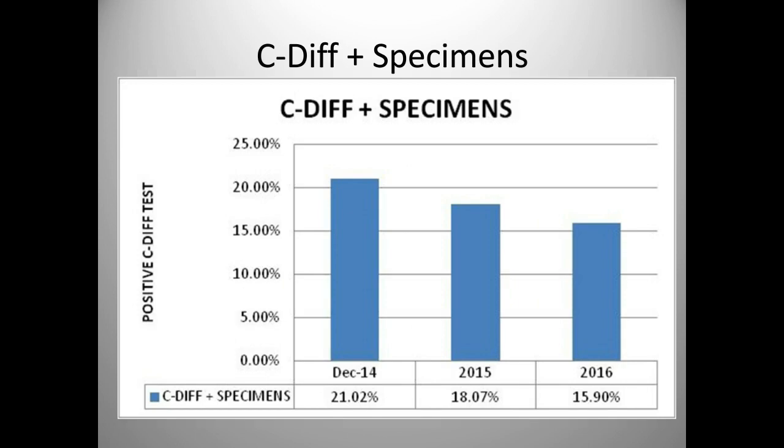So from all of our C. diff specimens that are tested, in December 2014, 21% of the C. diff specimens were positive. And then 2015, we're at 18%, and then 2016, we came down to 15.9%.